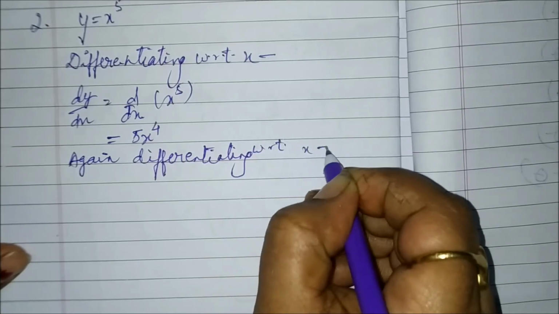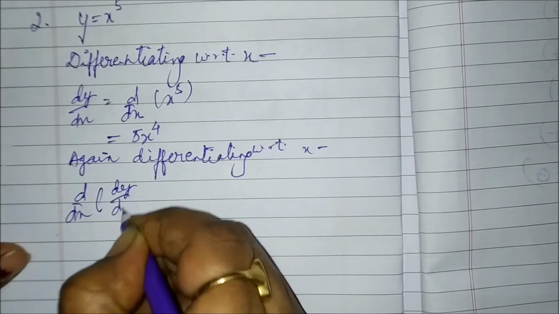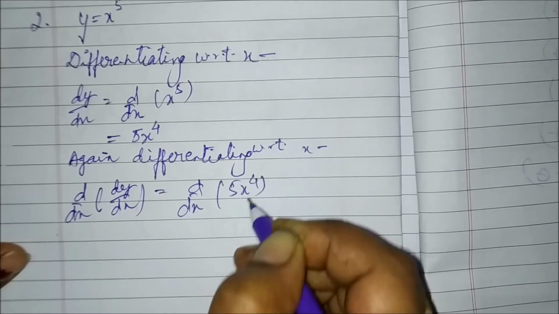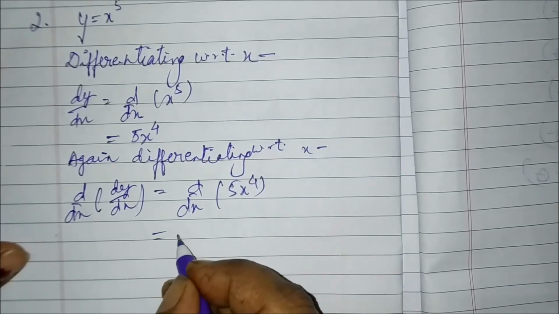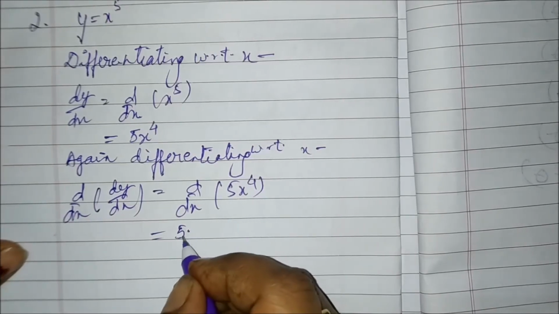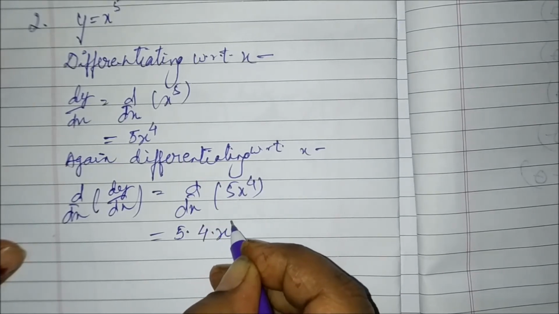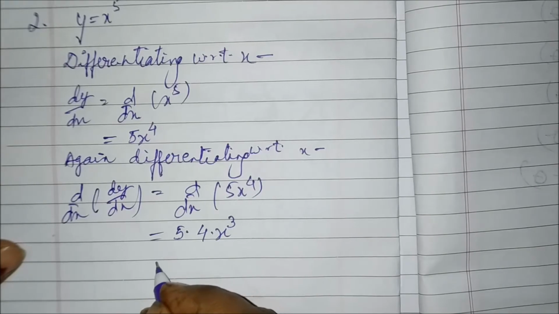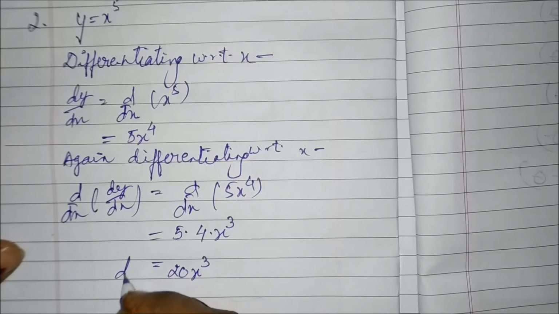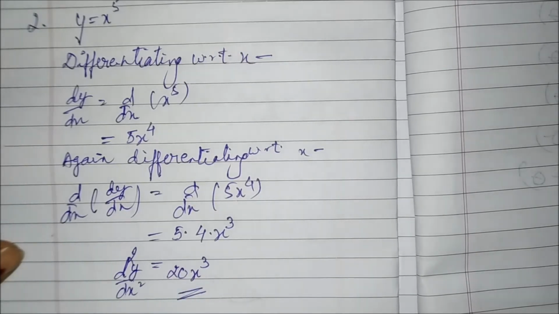Again differentiating with respect to x, we get d by dx of dy by dx equals d by dx of 5x raised to 4. Now 5 is coefficient, into derivative of x raised to 4, which is 4 into x raised to 3. So it will become 5 into 4, 20 x cube. So d2y by dx2 is 20 x cube.